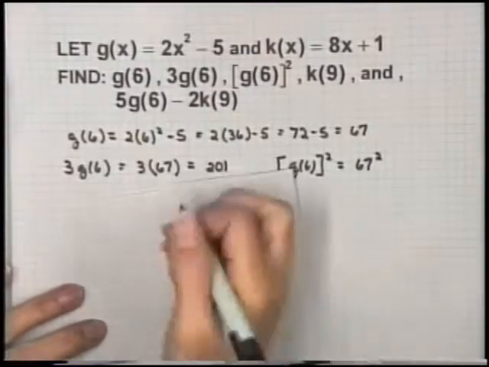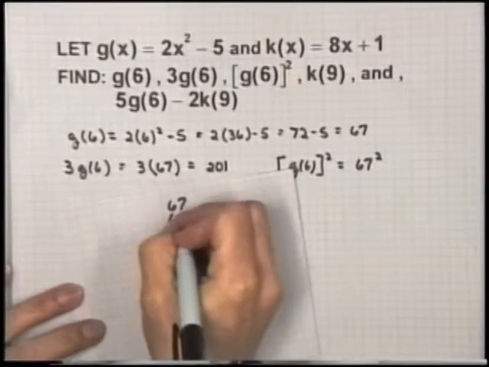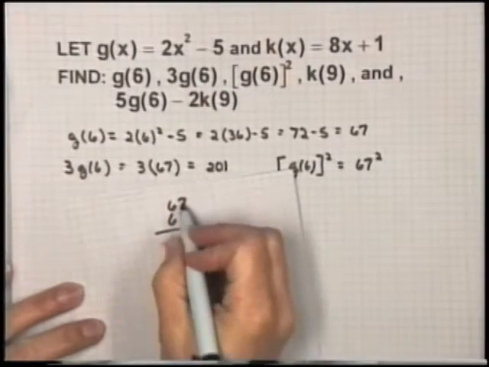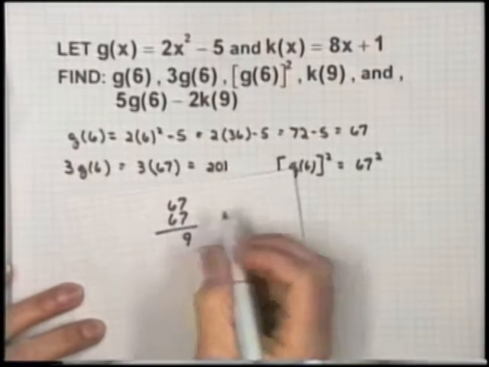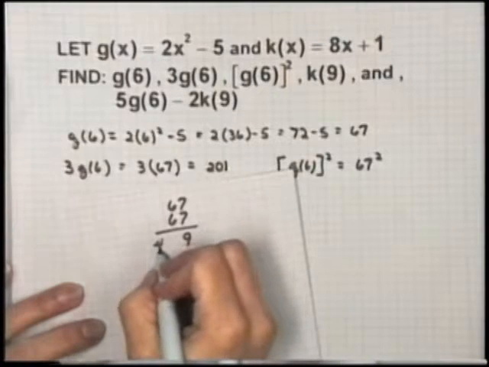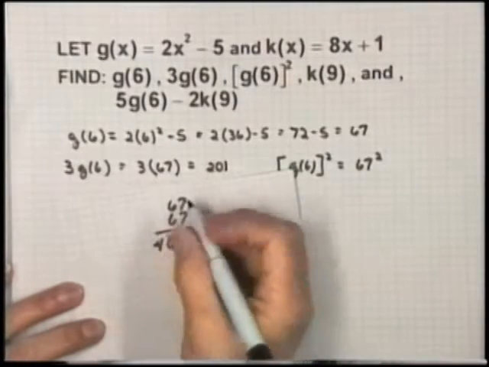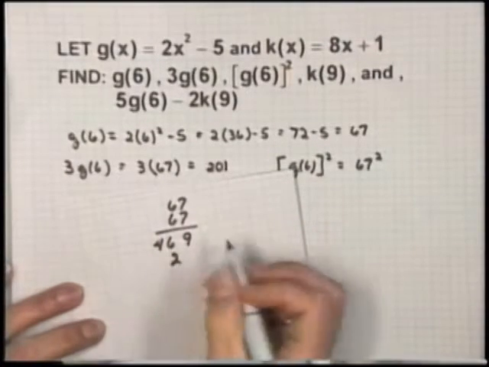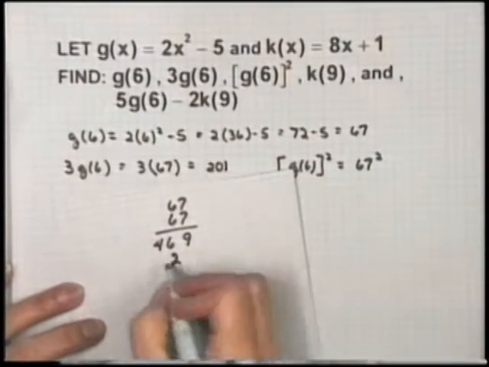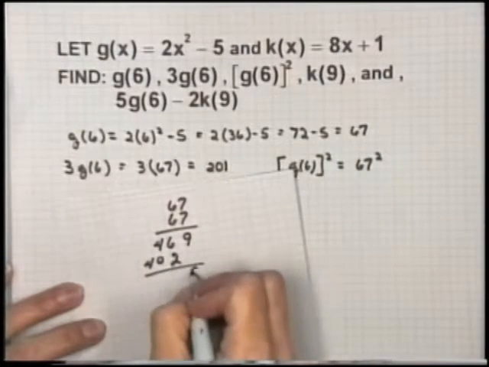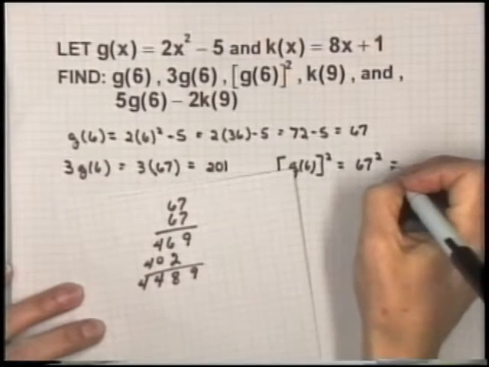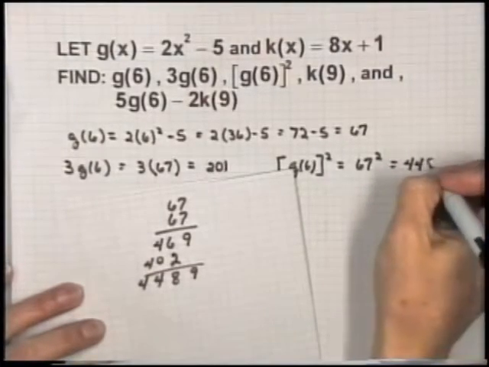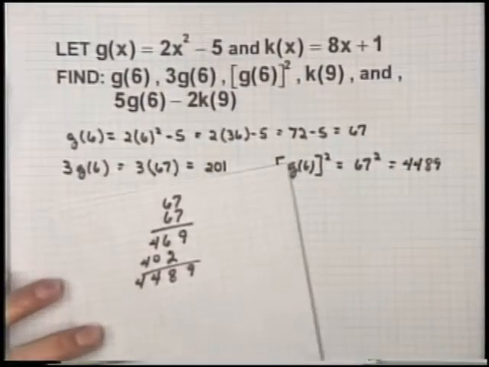Again, let's do that on some scratch paper right quick. 67 times 67. 7 times 7 is 49. I'm carrying a 4. 6 times 7 is 42, plus 4 is 46. 6 times 7 is 42. I'm carrying 4. 36 plus 4 is 40. Again, you'd probably want to use a calculator, but we can do this arithmetic if we have to. 4,489.